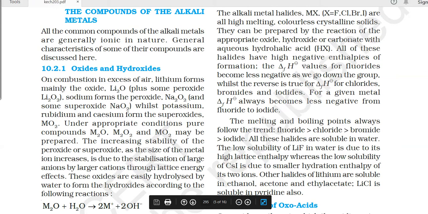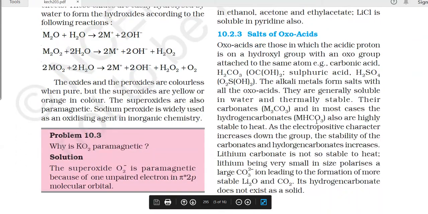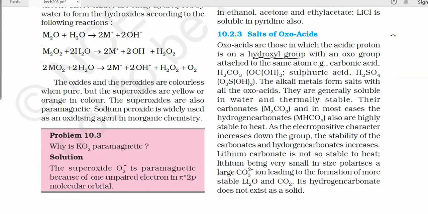Next is the salts of the oxo acids of alkali metals. Oxo acids are those in which the acidic proton is on a hydroxyl group, that is the OH group. The H+ will be released from here, therefore they are termed oxo acids. An example is carbonic acid, H2CO3, which is CO(OH)2, where H is present as the hydroxyl group. Similarly H2SO4 is O2S(OH)2.